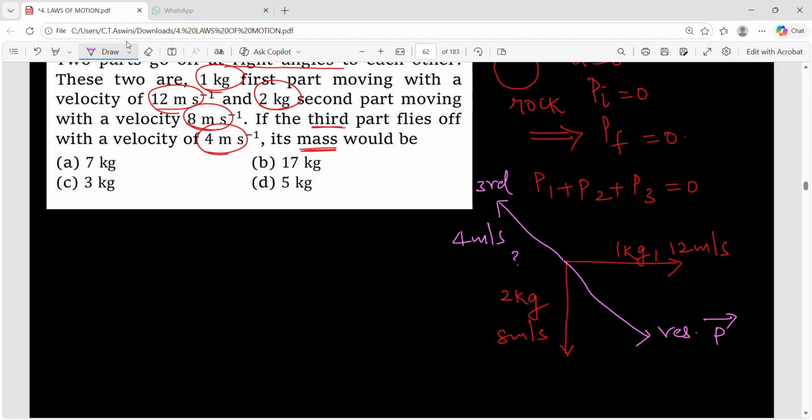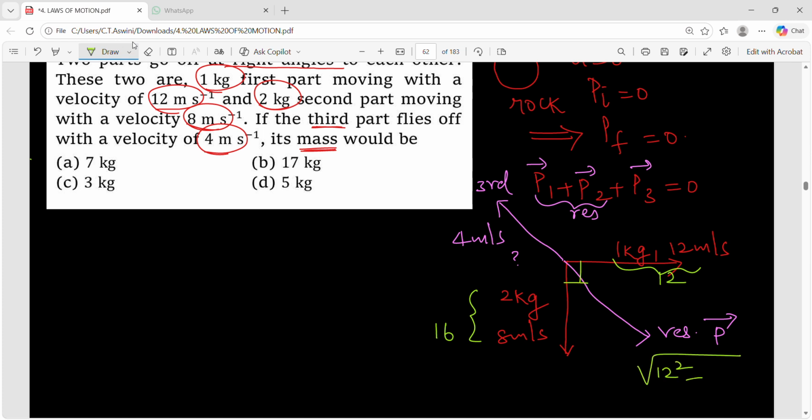So very simple. So you have to take the vector sum because momentum is a vector. So P1 plus P2, it's nothing but resultant. Plus P3 must be equal to 0. That means this resultant and P3, they must be in opposite directions. So first find out what is the resultant momentum. M into V. So this is 12. M into V. So this is 16. So what is the resultant?